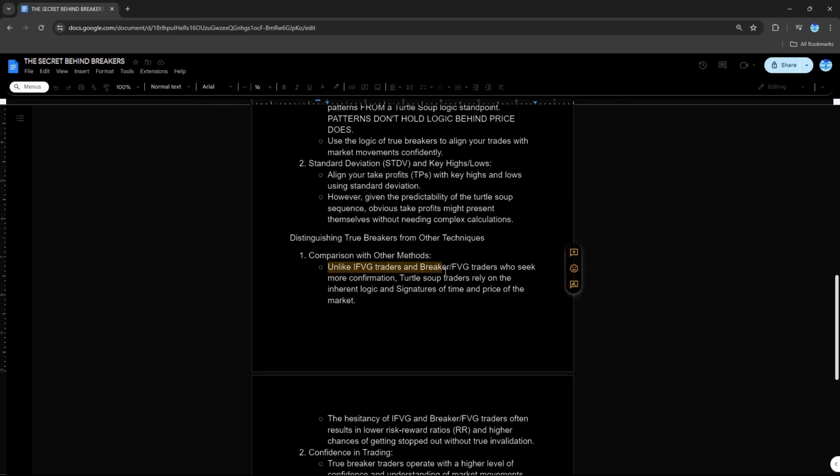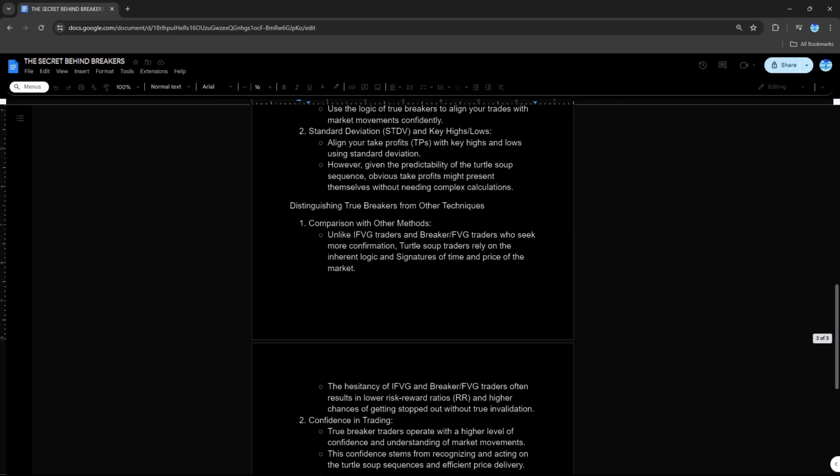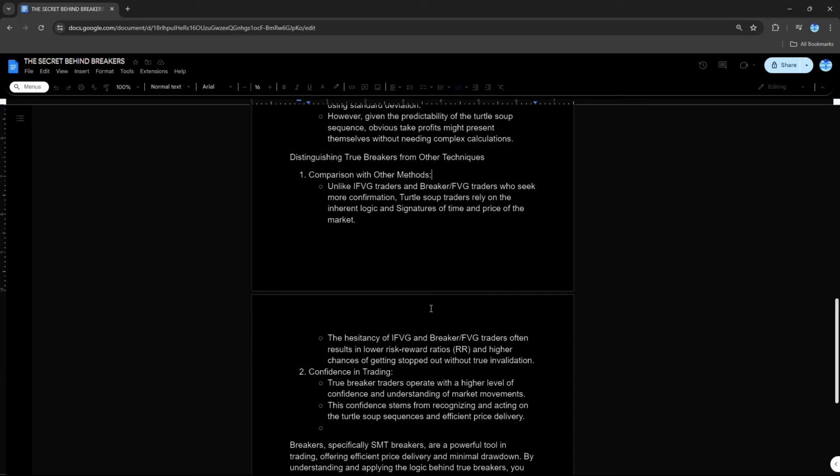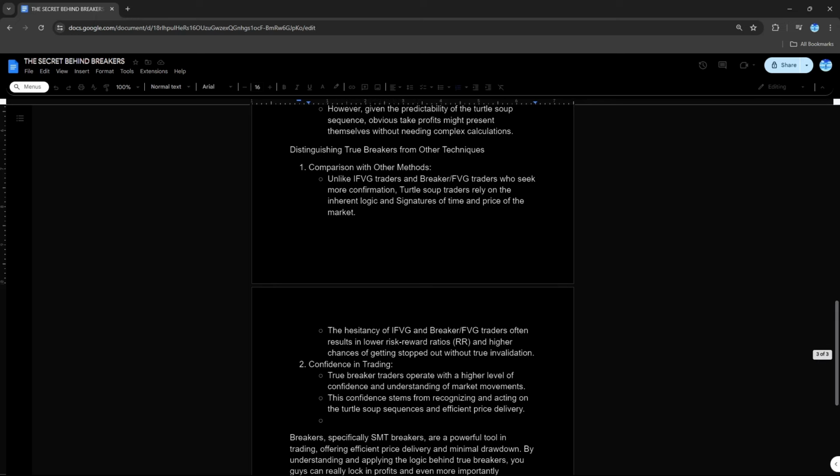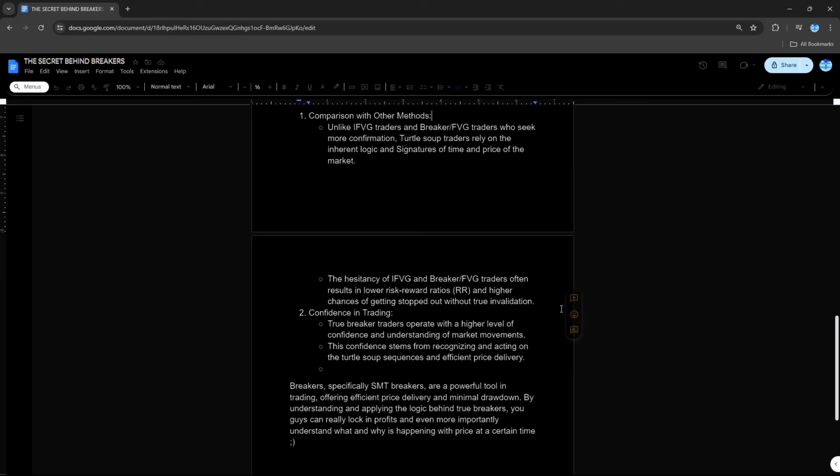Unlike IFEG traders and breaker FEG traders who seek more confirmation, we rely on inherent logic and signatures of time and price in the market to be able to catch price before the breaker forms and anticipate the breaker, and after the breaker forms be able to add in and then hold that price until our draw on liquidity. The hesitancy of these traders usually results in lower RR and higher chances of getting stopped out without true invalidation of our draw on liquidity.